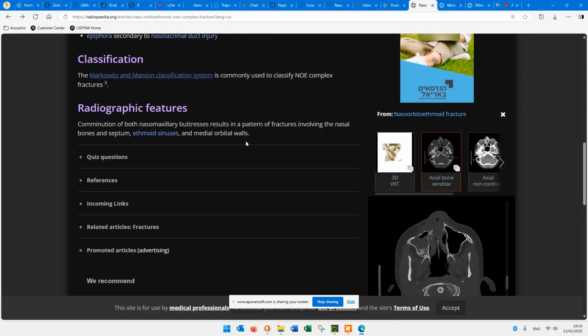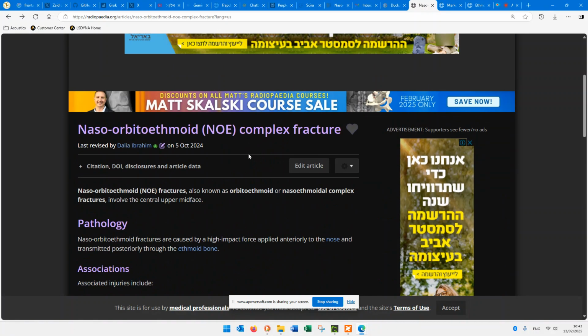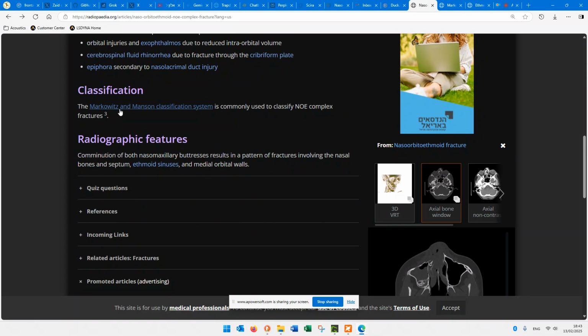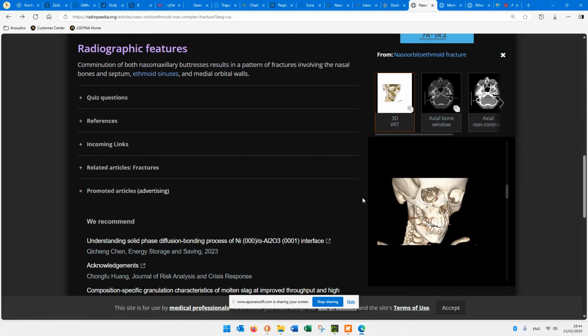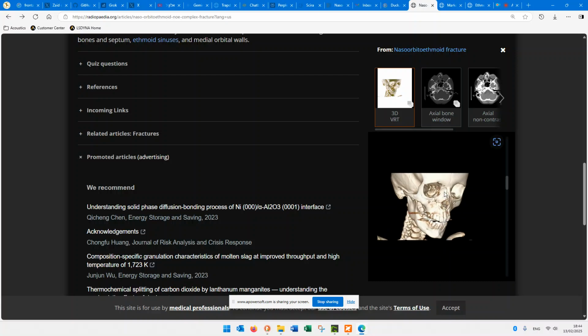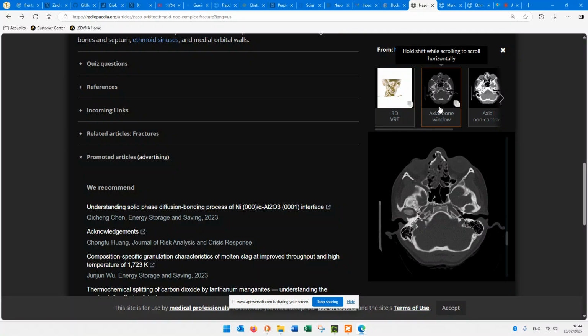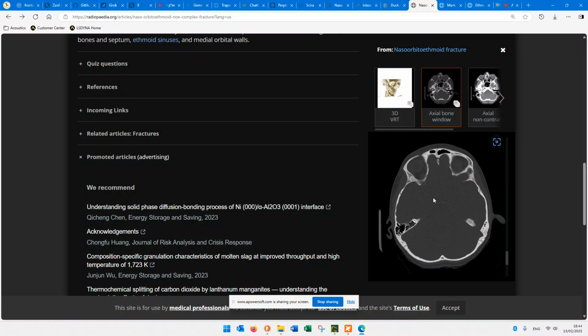And there are three types of those NOE, naso-orbito-ethmoid complex fractures. They are classified based on the Markowitz and Manson classification system. But the main idea, this is type 1, you can see here the fracture, which involves the rim of the orbit, involves the nasal bone, and probably involves the ethmoid bone there behind. You can also see this one, and you can see on the CT scan.